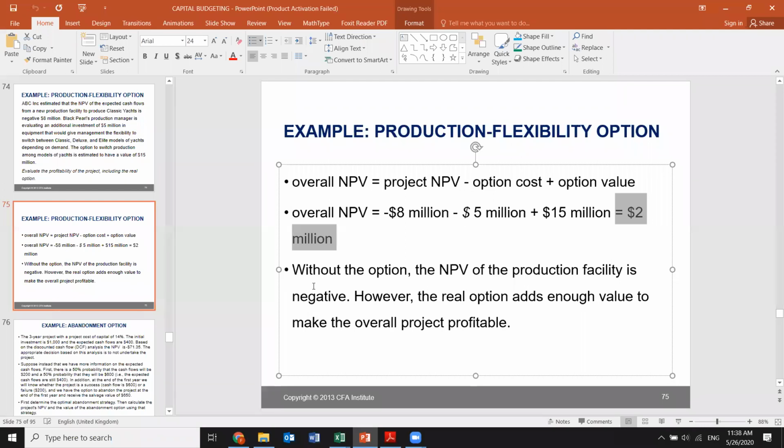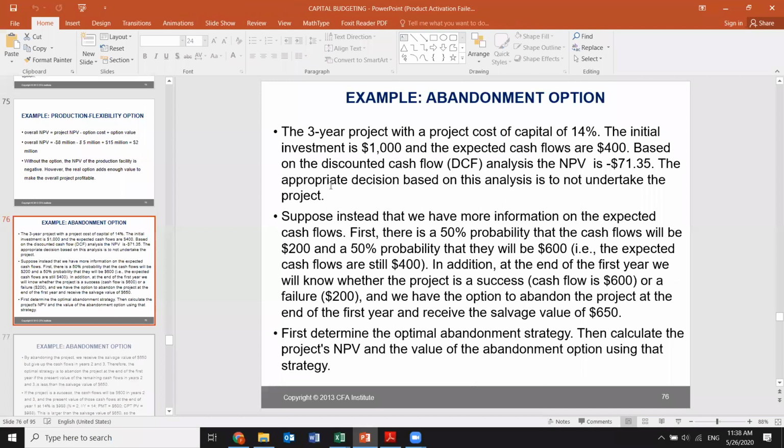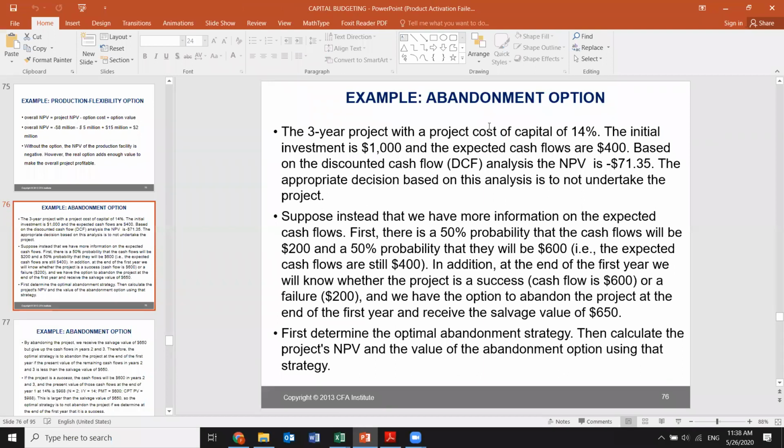Okay, this is one example regarding the production flexibility option. And let's use an example of the abandonment option. Let's say a 3-year project is given, the cost of capital is 14%, the initial investment is 1,000, and the expected cash flow is 400, based on the discounted cash flow analysis, NPV.